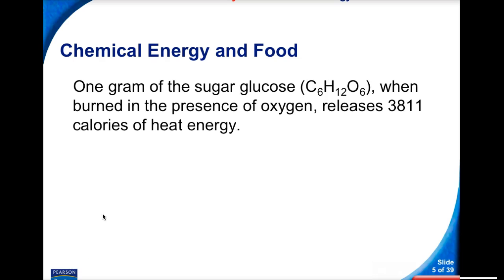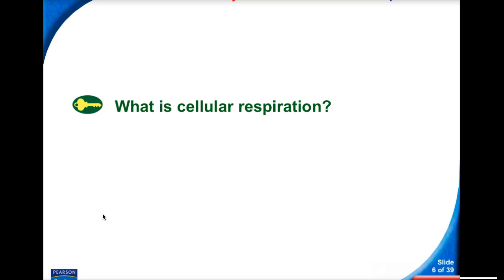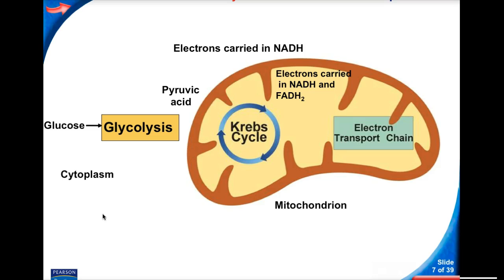So we know that 1 gram of glucose, C6H12O6, when burned in the presence of oxygen, will release about 3,811 calories of heat energy. And the calorie itself is the amount of energy that is needed to raise the temperature of 1 gram of water 1 degree Celsius. And we did that when we did our food energy lab in class. So basically, what is the relationship between food, energy, calories, and how does it play a role in cell respiration?